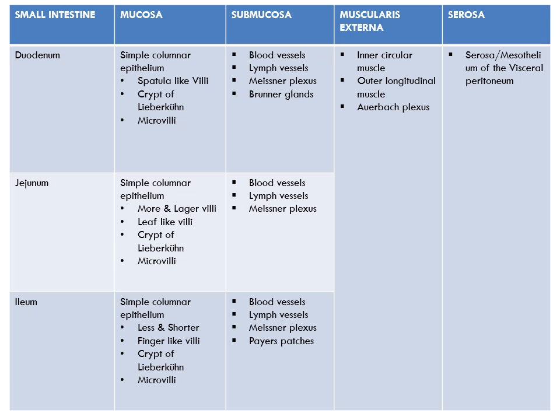The duodenum tends to contain spatula-shaped villi, the crypts of Lieberkühn are also found there, and then microvilli on the enterocytes. The submucosa of the duodenum contains blood vessels, lymph vessels, Meissner's plexus, and very importantly, Brunner's glands, which are exclusive to the duodenum.